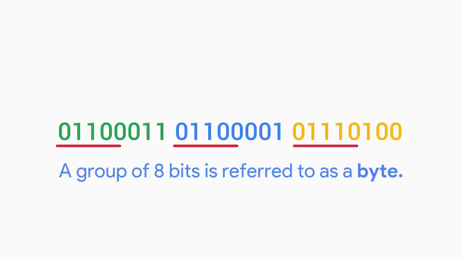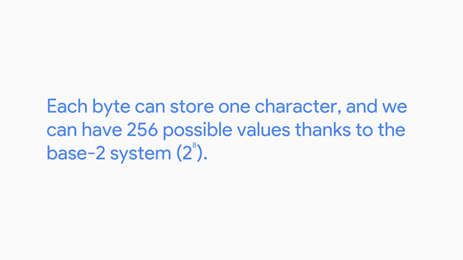You should know that a group of 8 bits is referred to as a byte. So a byte of zeros and ones could look like 100111011. Each byte can store 1 character, and we can have 256 possible values thanks to the base 2 system, 2 to the 8th. In computer talk, this byte can mean something like the letter C. And this is how computer language is born.